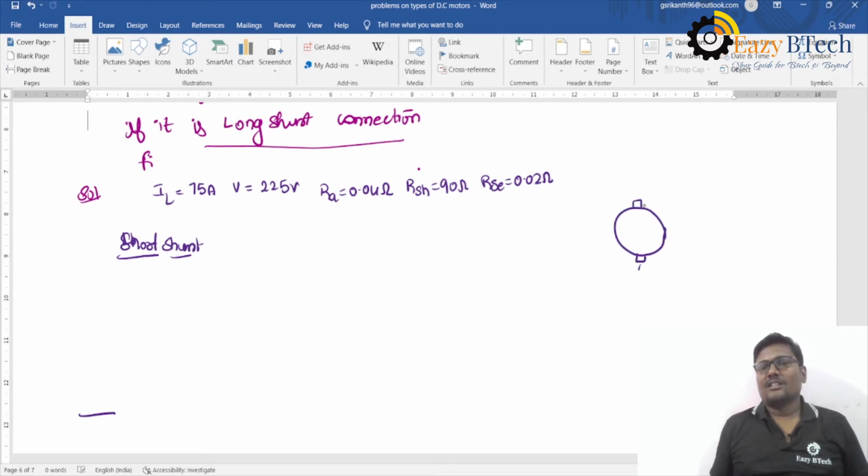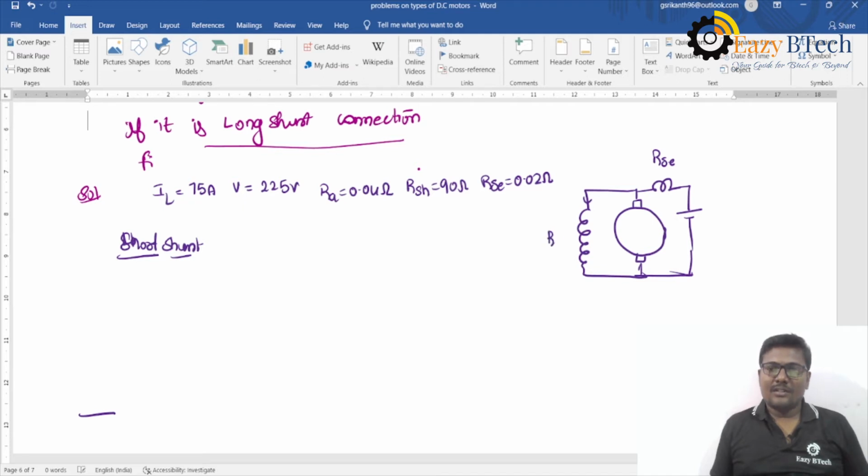In a short shunt connection, the series field winding is connected in series with the line. That means supply. This is a shunt field winding, has a resistance of RSH. The shunt field current is ISH. The current flowing through the armature conductor is IA. The current drawn from the motor is line current.